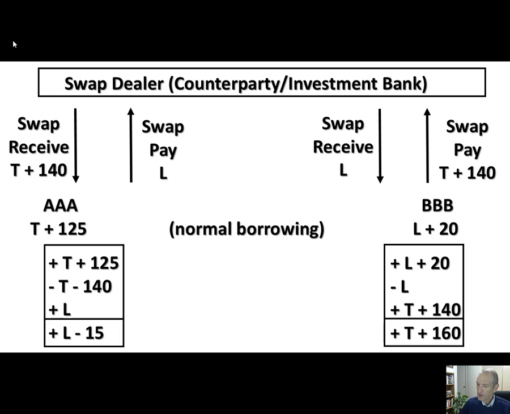Triple B might have preferred the borrowed fixed rate, but because they're better off in the shorter term debt, they borrow short term, and then they swap to long term, and they end up saving again 25 basis points. So both entities come out ahead.